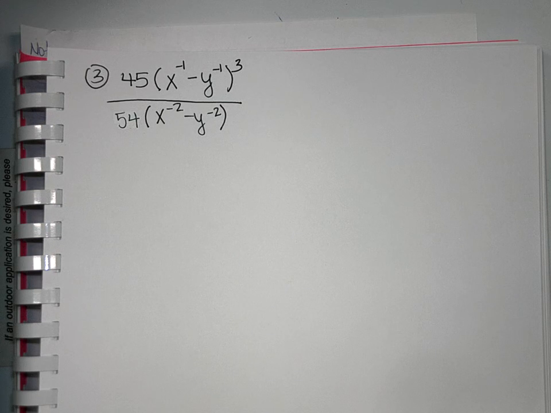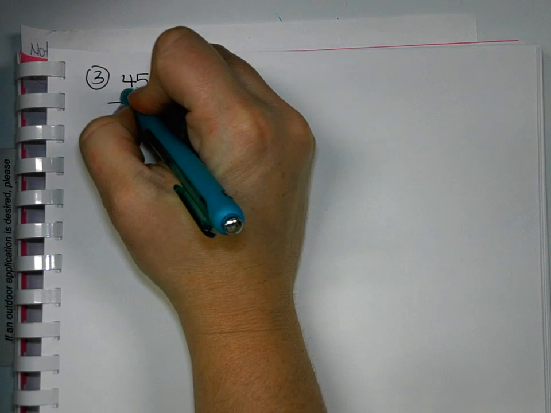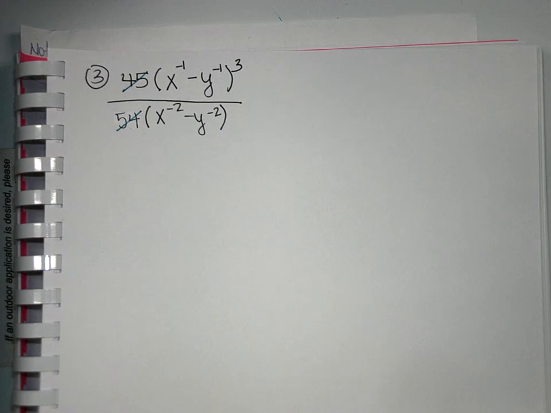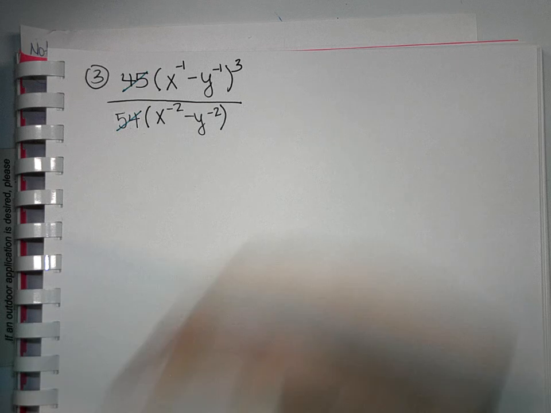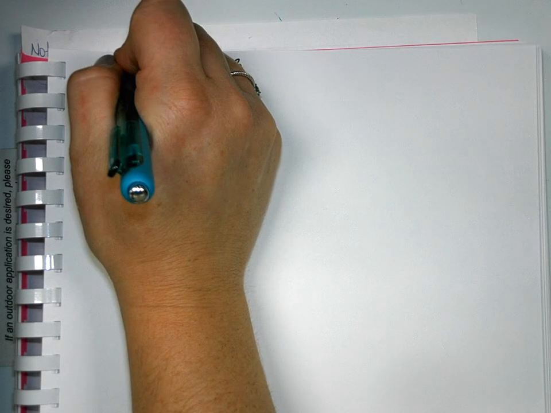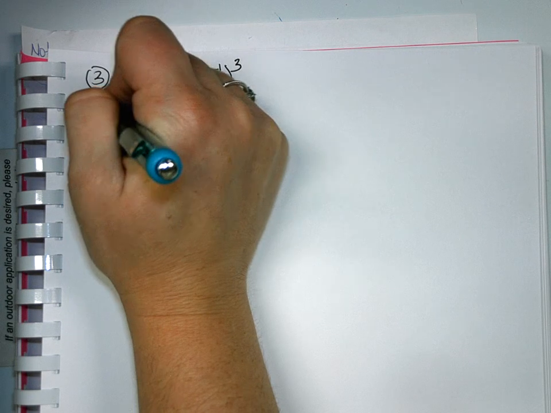is I'm actually going to start by simplifying these numbers here, the 45 and the 54. Those are just numbers. We can reduce them like any other fraction. A number that goes into both 45 and 54, 9 does. So 9 goes into 45 5 times, and it goes into 54 6.